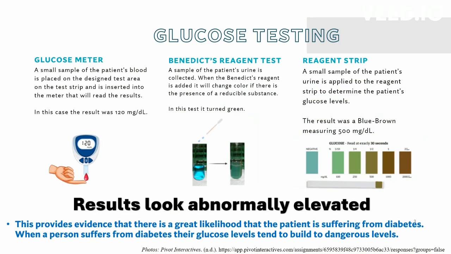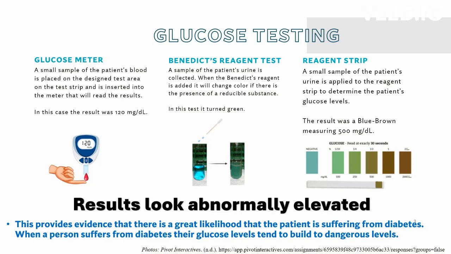The first step in confirming the diagnosis is to perform clinical tests using patient samples of urine and blood. The first test performed was glucose testing. With the use of a glucose meter, a small sample of the patient's blood was placed on the designated test area on the test strip. It was then inserted into the meter. Once the system is done assessing the test strip, it will display the results. For this patient, the results showed 120 milligrams per deciliter.